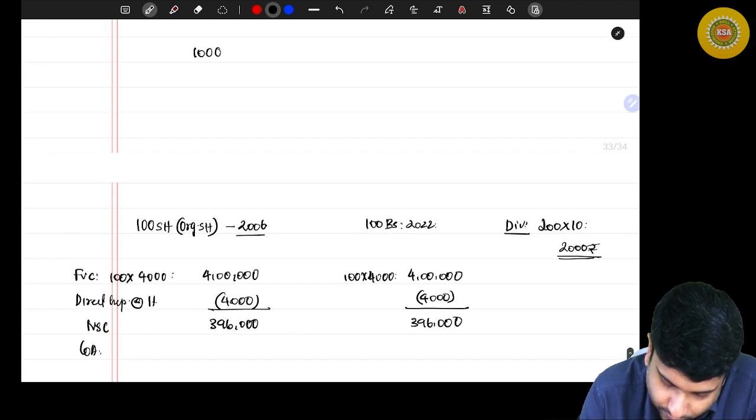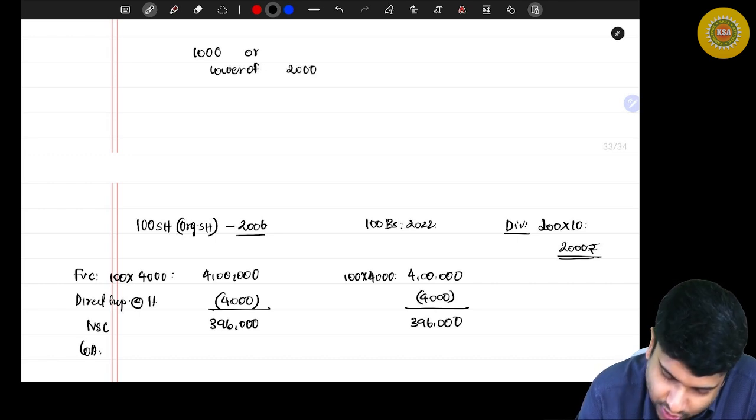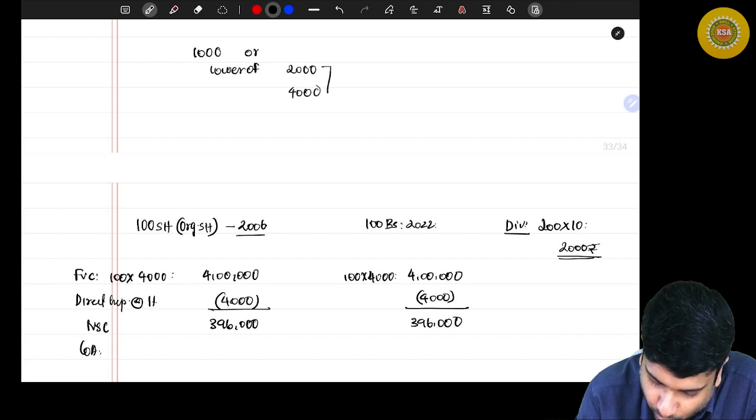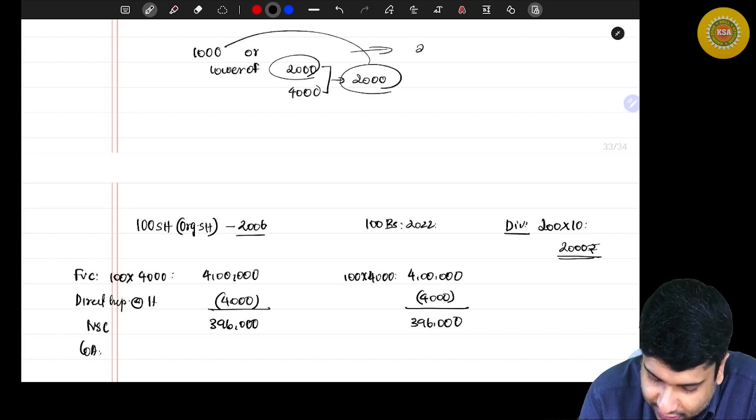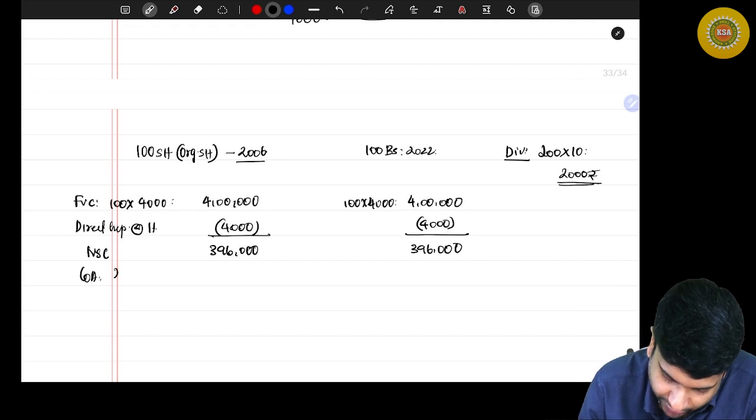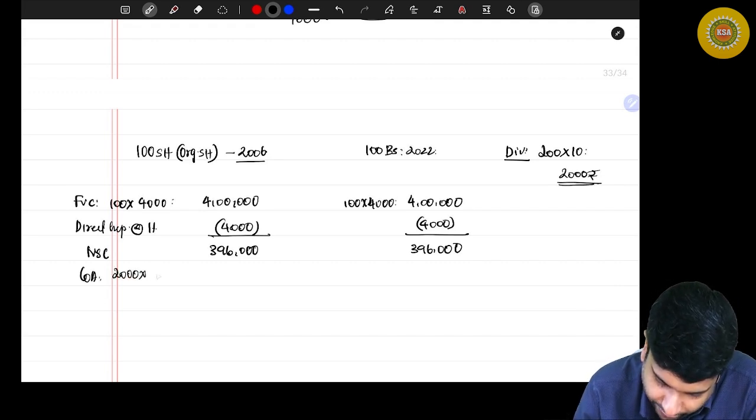1,000, or lower of. The fair market value as on 31st January 2001 is 2,000. The full value consideration at the time of sale is 4,000. You compare these two and pick the lower, that will be 2,000. And compare this 2,000 with the original cost of acquisition and pick the higher, that will be 2,000. So 2,000 will be the cost of acquisition into how many shares you have?